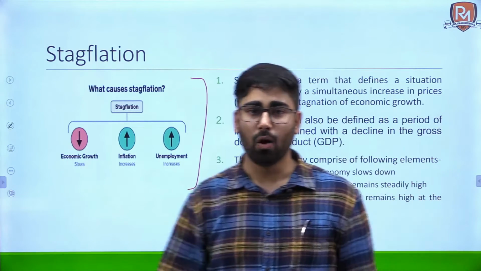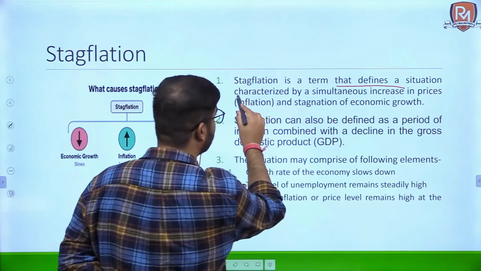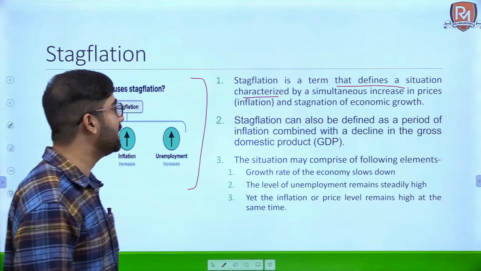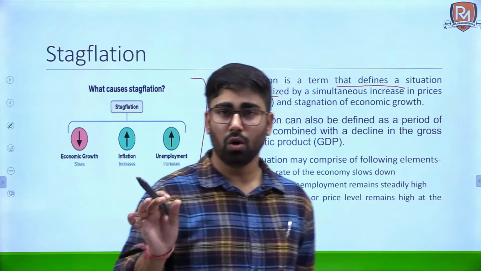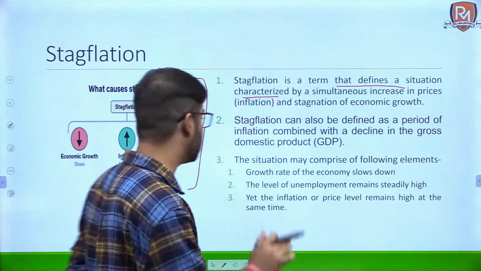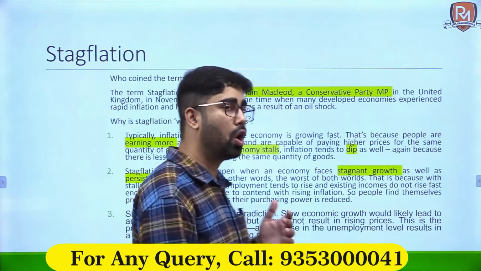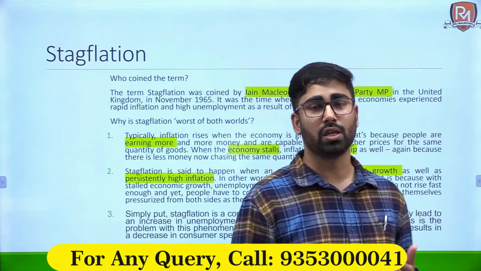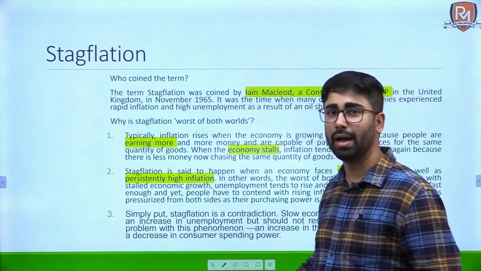Now the definition of stagflation: it is a term that defines a situation characterized by simultaneous increase in prices and stagnation of economic growth. So this is the basic nature of stagflation. And that is why we have discussed stagflation, because it has been mentioned in the monthly policy review of the Department of Economics by the Ministry of Finance.